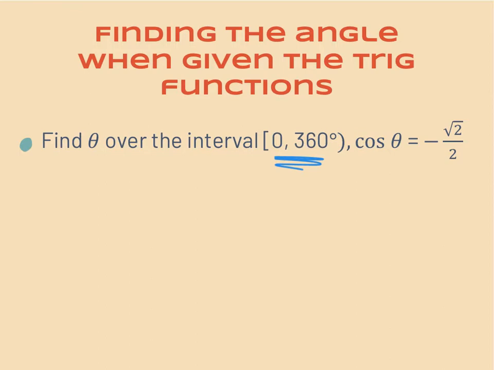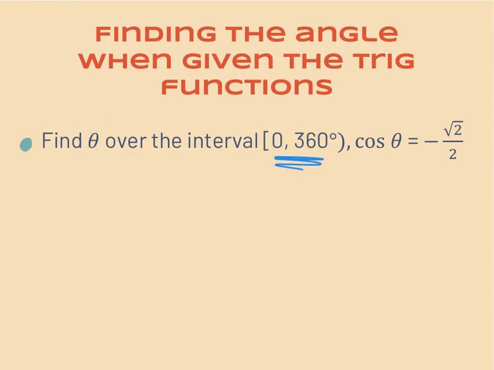So notice the parentheses around the 360. What this means is you can't include 360 as an answer. So you can give me 359, but you can't give me 360. It's the cutoff point. So now what we need to do is find all the values of theta that will give us the answer of negative square root 2 over 2.